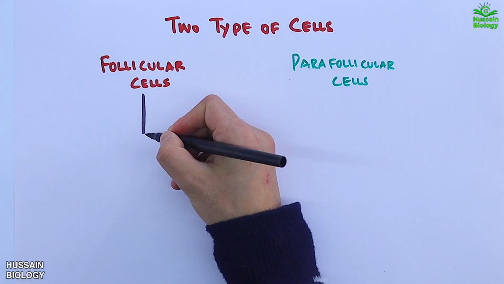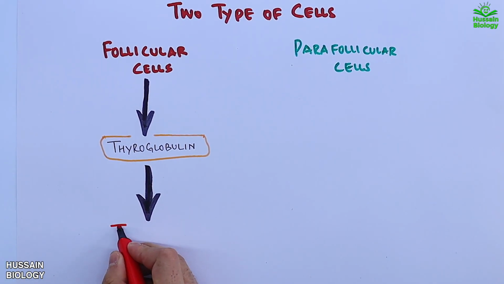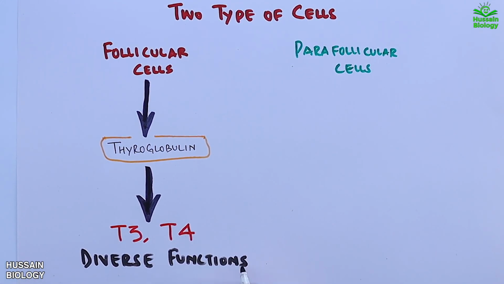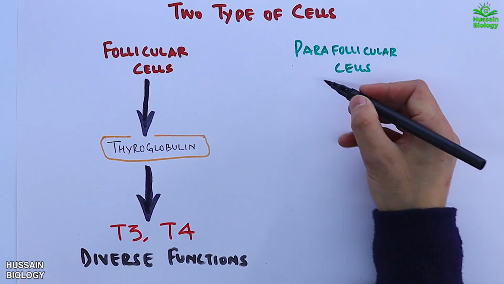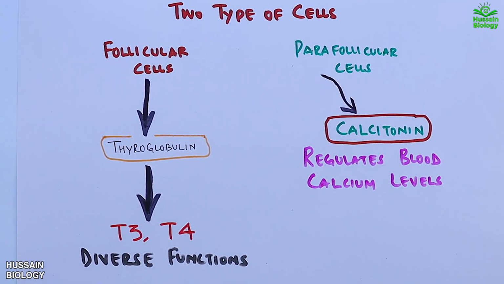The follicular cells make the thyroglobulin molecule, which is then converted into T3 and T4. And these two hormones have diverse functions. On the other hand, the parafollicular cells secrete calcitonin that regulates blood calcium levels.